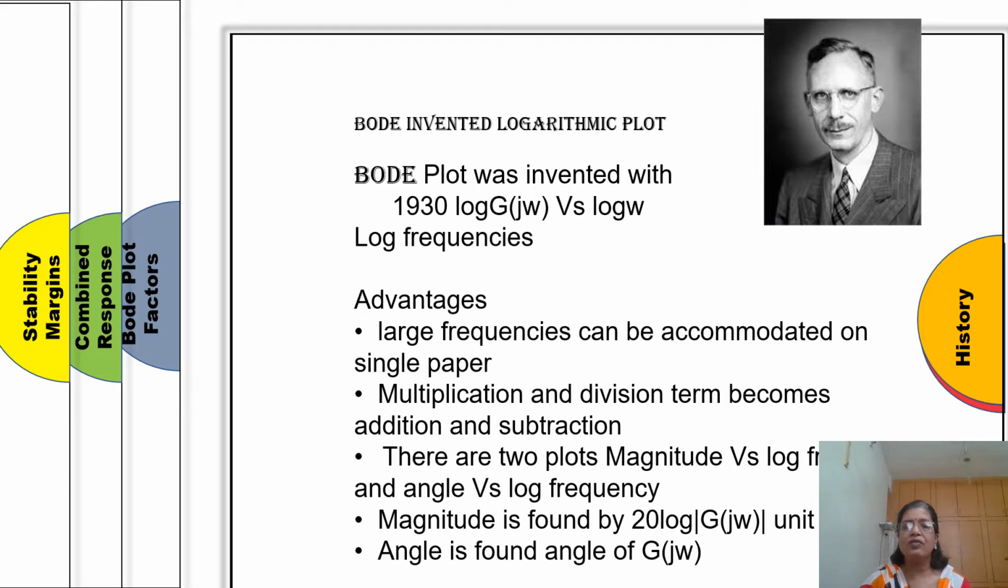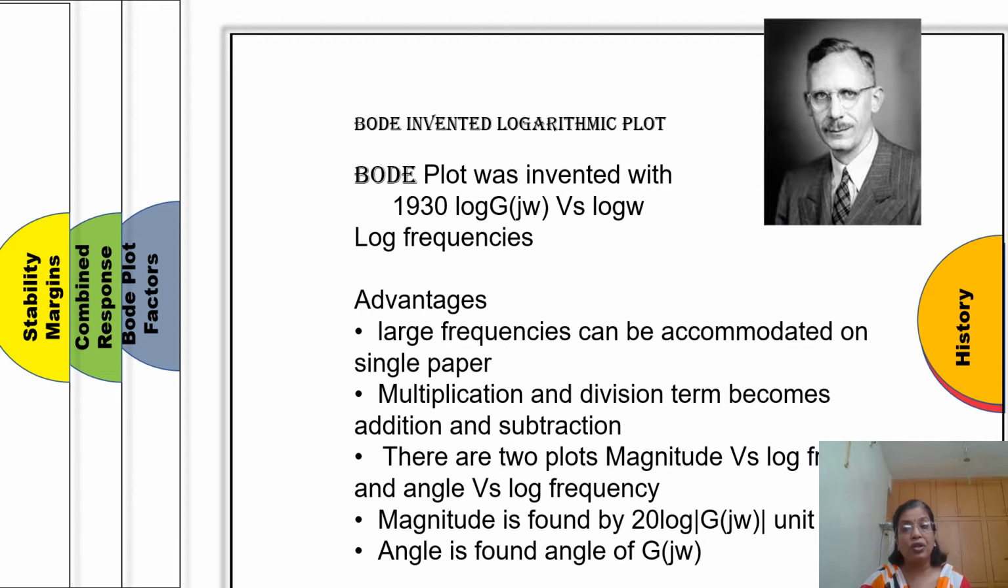What he did is plot log of G(j omega) versus log of frequency. As all of you are aware, if we take a log, we can compress those frequencies and they can be accommodated on a single frequency paper. Therefore, the advantage of the Bode plot is that large frequency ranges can be accommodated on a single paper.